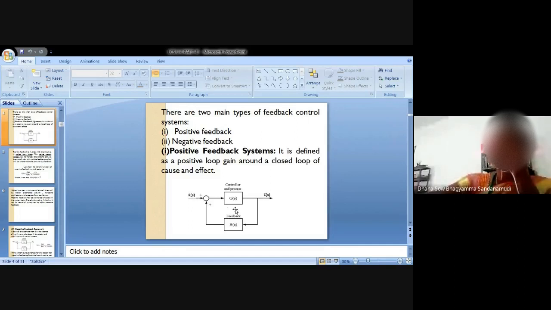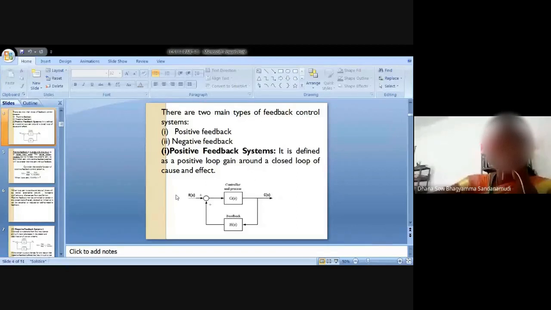So it is given to G(s), and C(s) is the output. Since feedback is there from output to input, whatever output is generated is fed back to the input with a positive feedback signal. The feedback signal that is given here is a positive feedback signal.